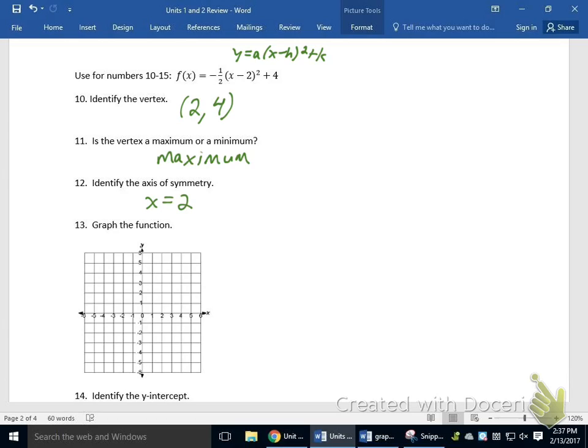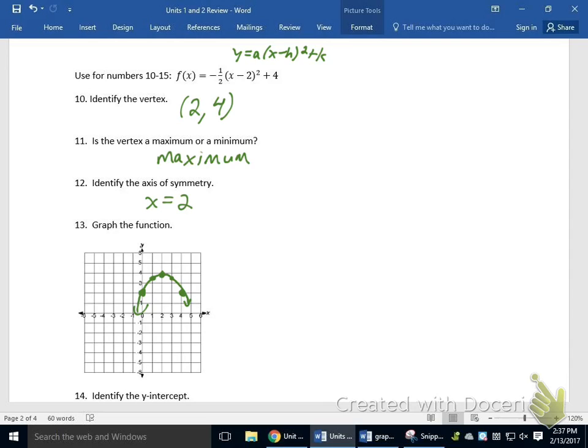Number 13, graph the function. I've already got the vertex as 2, 4. And now I'm going to go down 1/2 in each direction over 1. Next, when I go to the vertex and go to the right 2 units, I'll only go down 2, because 2 squared is 4, multiplied by the negative half. Also, I see that the y-intercept now is 2, which will be a problem coming up. There we go.